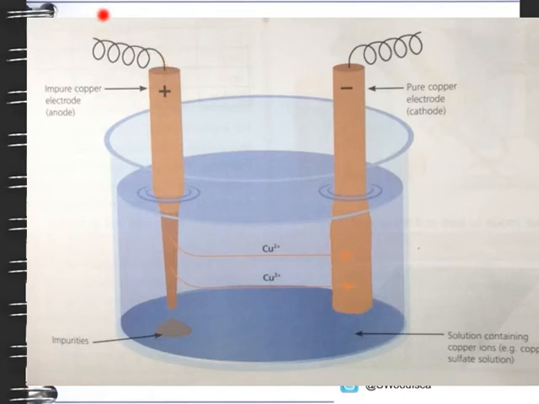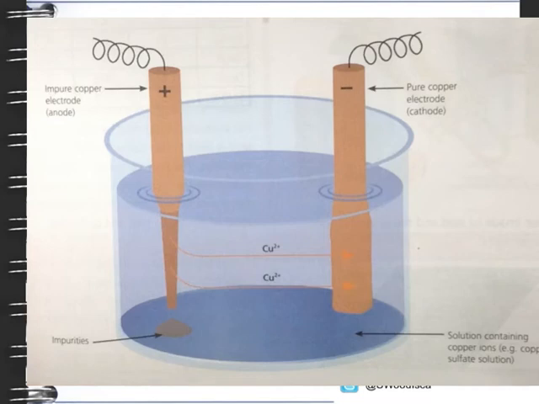Now, what we do is we have an electric charge, and what happens here is the copper loses electrons, and the electrons go round the circuit and come to the other electrode. Because they lose electrons, the copper ions are soluble, so they dissolve. The impurities that are in there are insoluble, so they just sink to the bottom. Because we've got these copper ions that are short of electrons, we have an electrode here that is full of electrons. So the copper ions move to the negative or the cathode electrode, and they become copper atoms again.